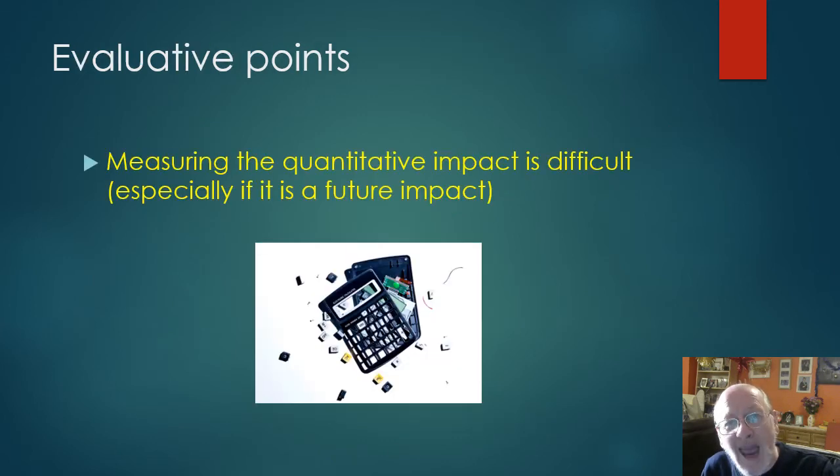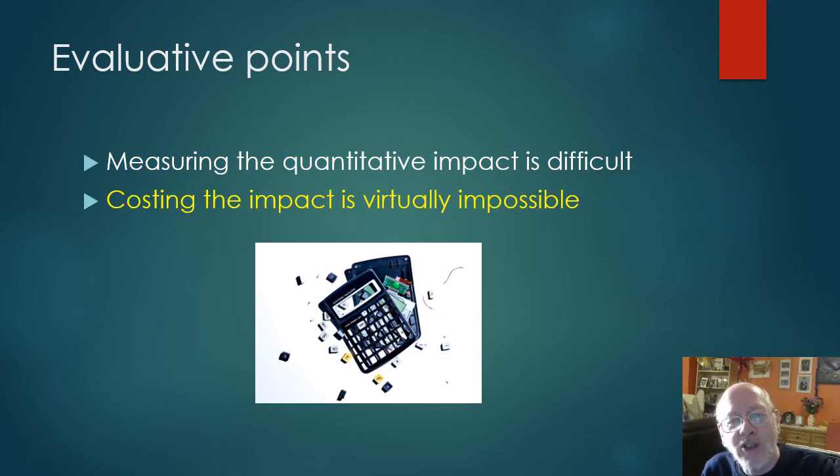So what about those however points, the evaluative points? Well, first of all, actually measuring the quantitative impact of a negative externality is often really difficult. How much noise pollution is there, say, from an airport? Where I live, there are aircraft flying over, but is that caused by Heathrow Airport or Stansted Airport? How big a problem is it? Well, again, actually measuring it is really difficult.